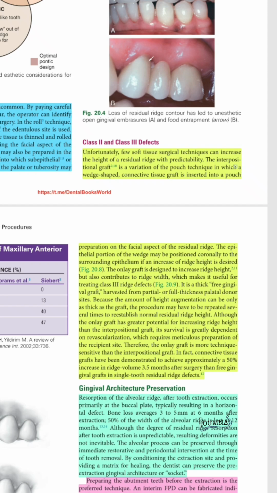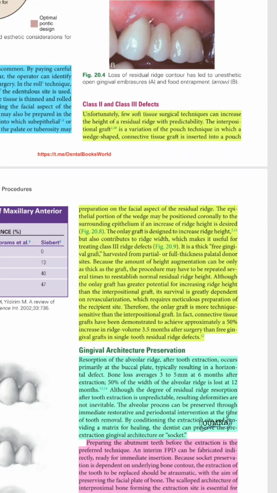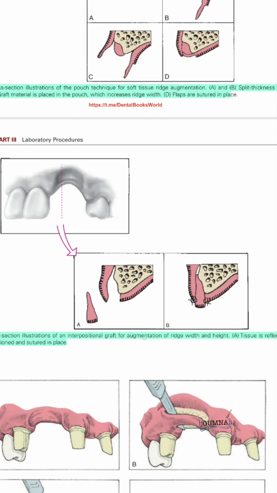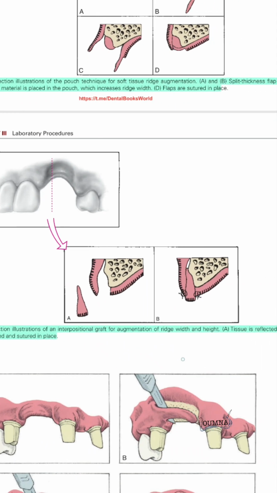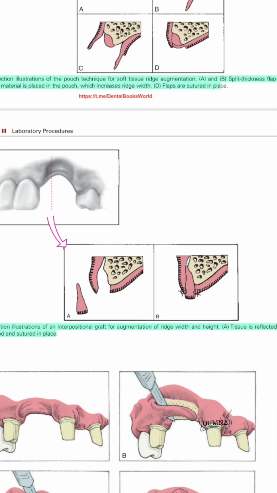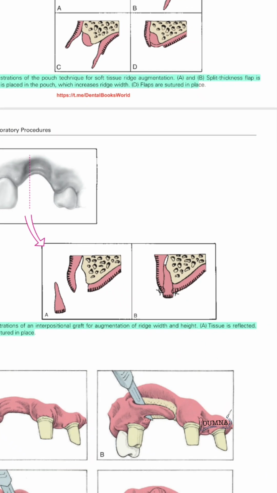Another technique is the interpositional graft. It uses a wedge-shaped connective tissue graft that is inserted in the facial aspect of the residual ridge. This is the graft. It is inserted and then sutured.